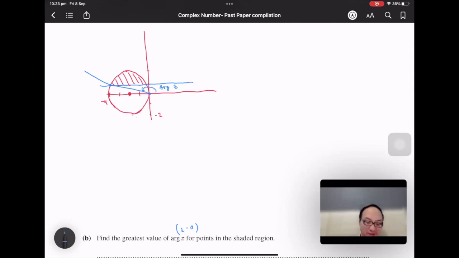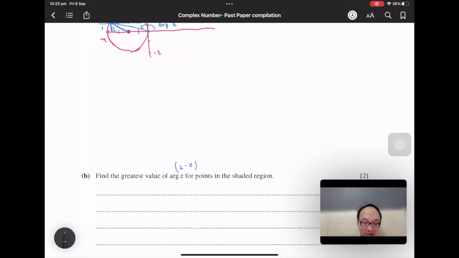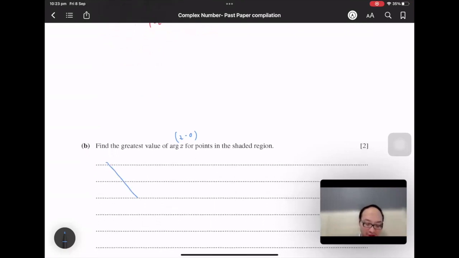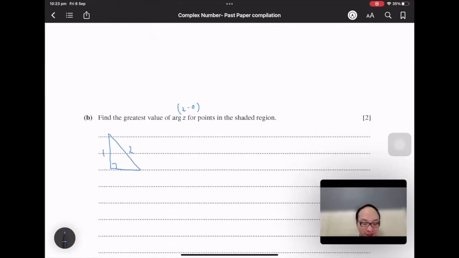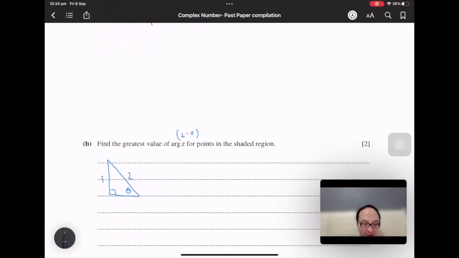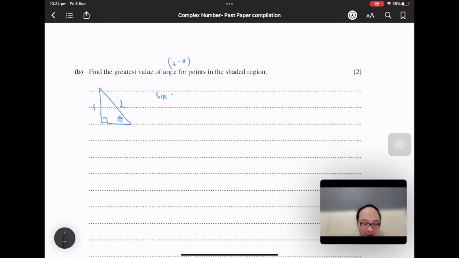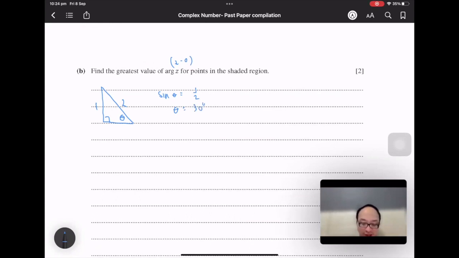And we know that from the circle, we can find the triangle. We know that the radius is 2, and the height will be 1. So we have a right angle triangle. This is 2, this is 1. So we can find the angle in here. So I can find the angle: sine theta equals 1 over 2. So theta is 30 degrees.